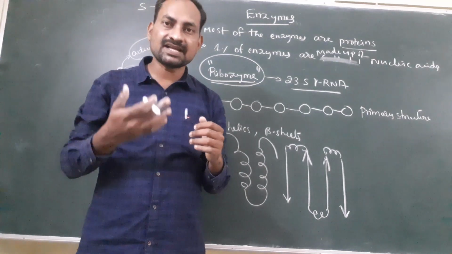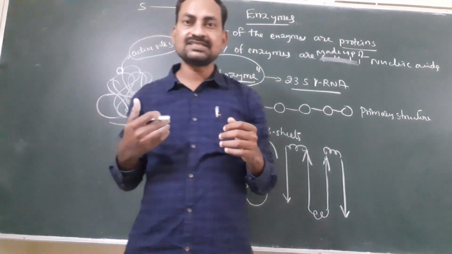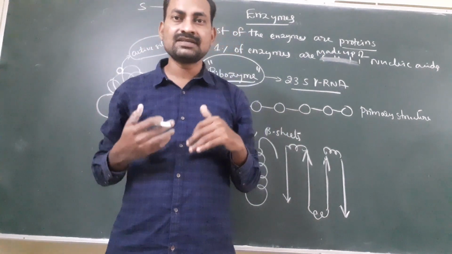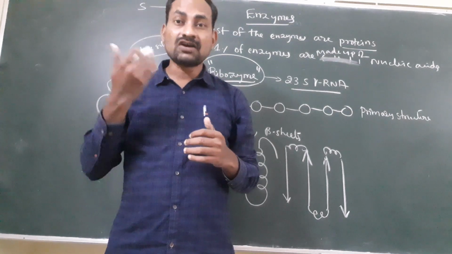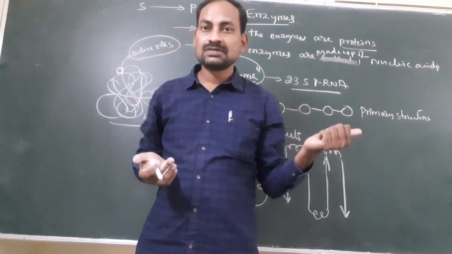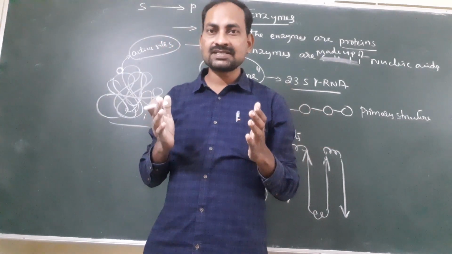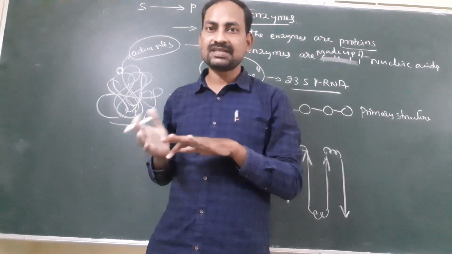Enzyme catalyzes the reaction. Generally, our body temperature is 37 degrees centigrade. At this temperature, the enzyme catalyzes the reaction much faster than chemical reactions. So that's why enzyme catalyzed reactions are very fast compared to chemical reactions.